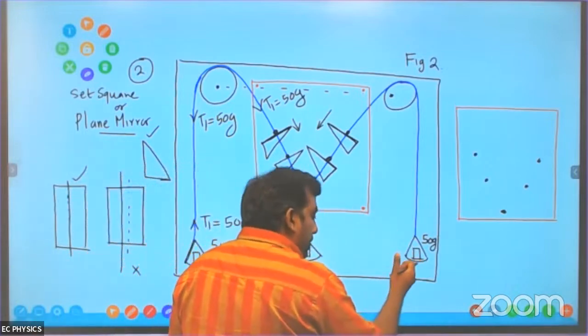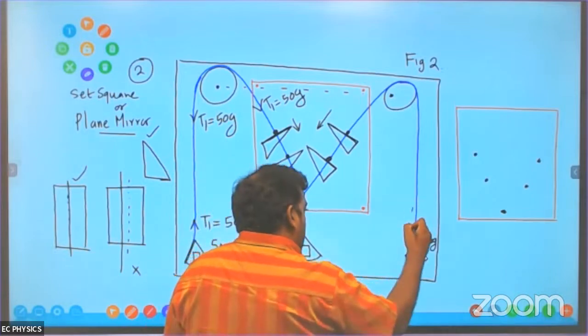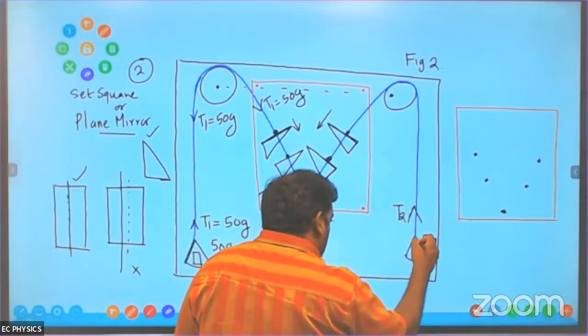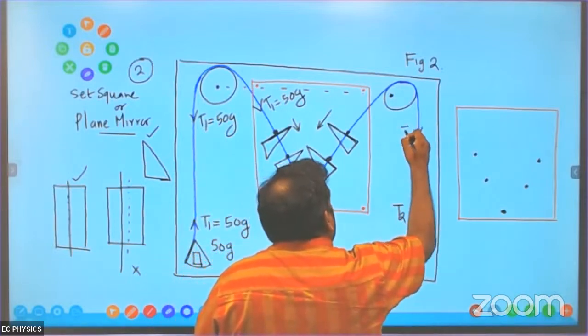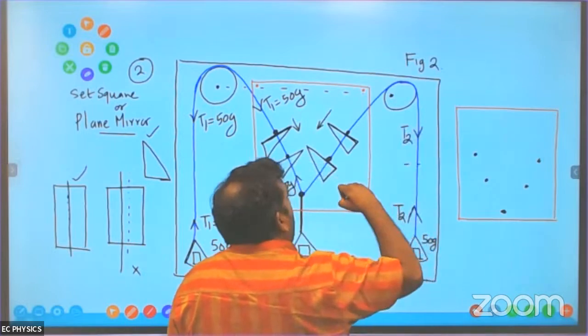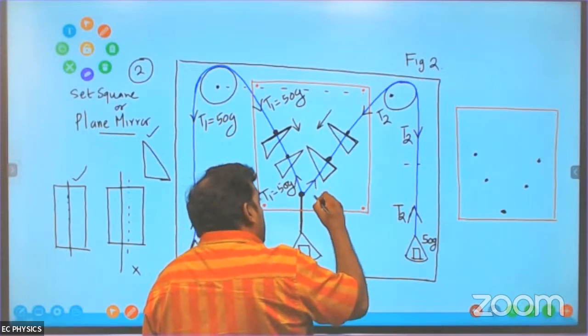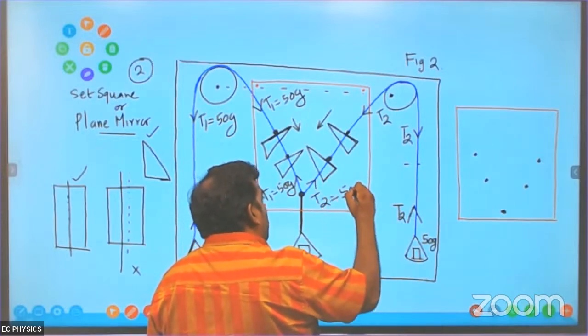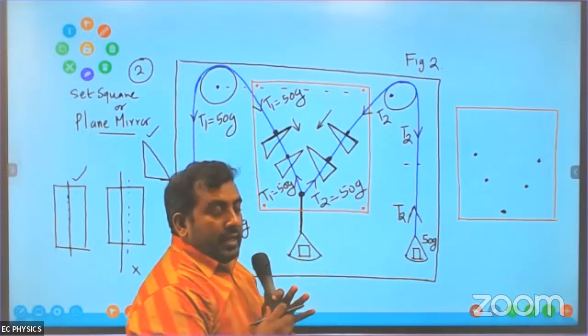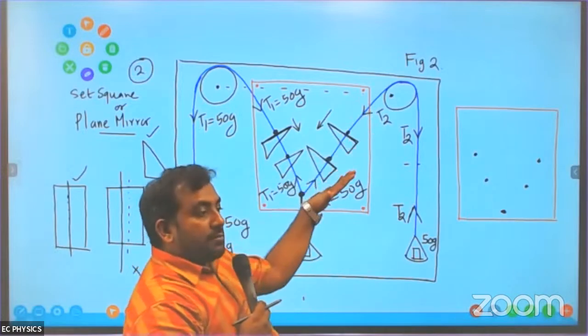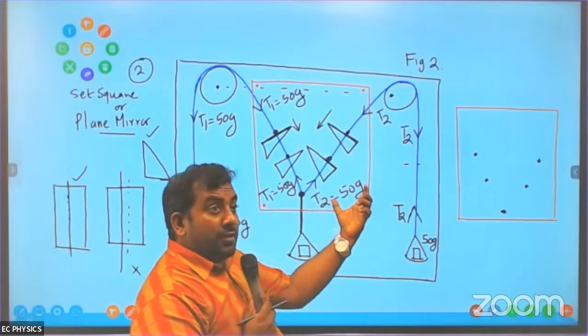How is this in equilibrium? Here also T2 is 50 grams. Here also T2 will be how much? 50 grams. That means this line segment indicates 50 grams.